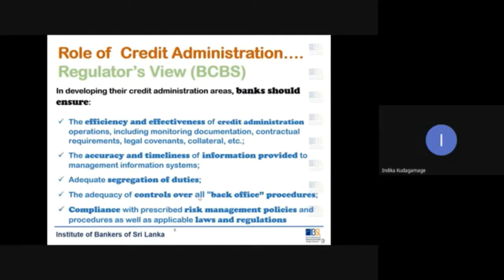Efficiency and effectiveness, accuracy and timeliness of MIS, segregation of duties, control over back office functions, and compliance with risk management policies, laws, and regulations of the country. Right? These are the 5 items we have to work with.